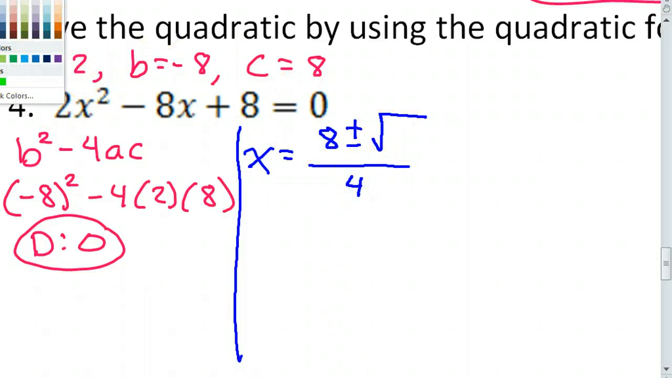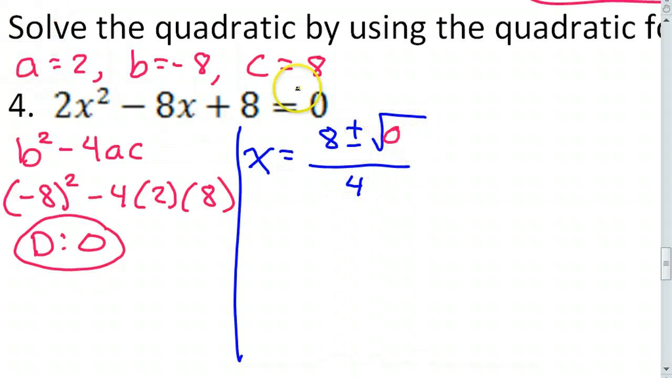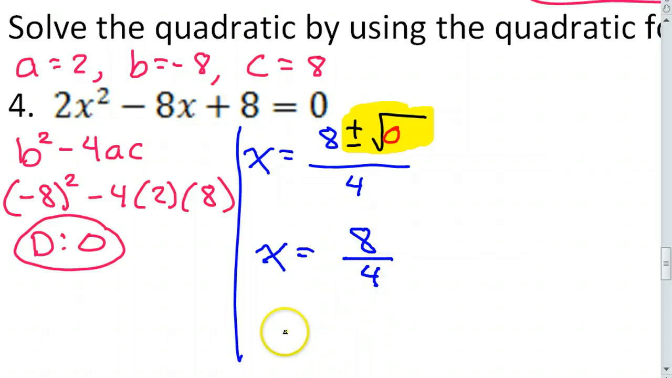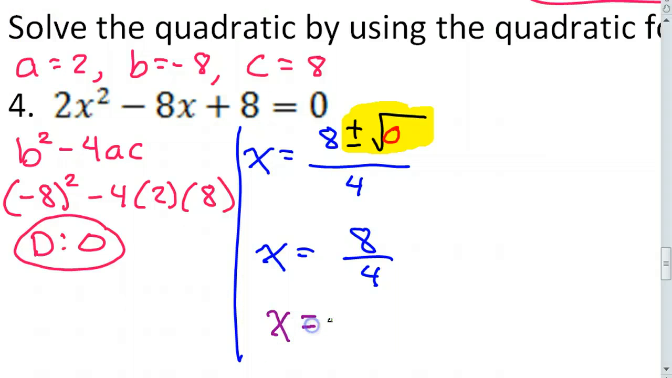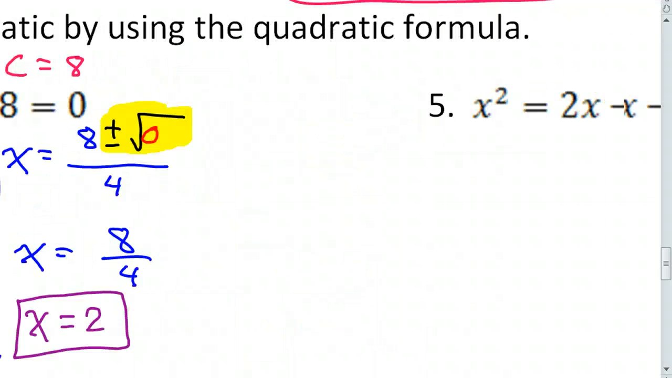Now remember, the discriminant is what goes under the radical. But square root of 0 is just 0, so you could really just erase this part. Alright, it's nothing, it's 0. You can just get rid of it. So that's going to leave us with one solution, 8 over 4, which of course simplifies down to 2. Okay, so x equals 2. Alright, so that's the answer for number 4.